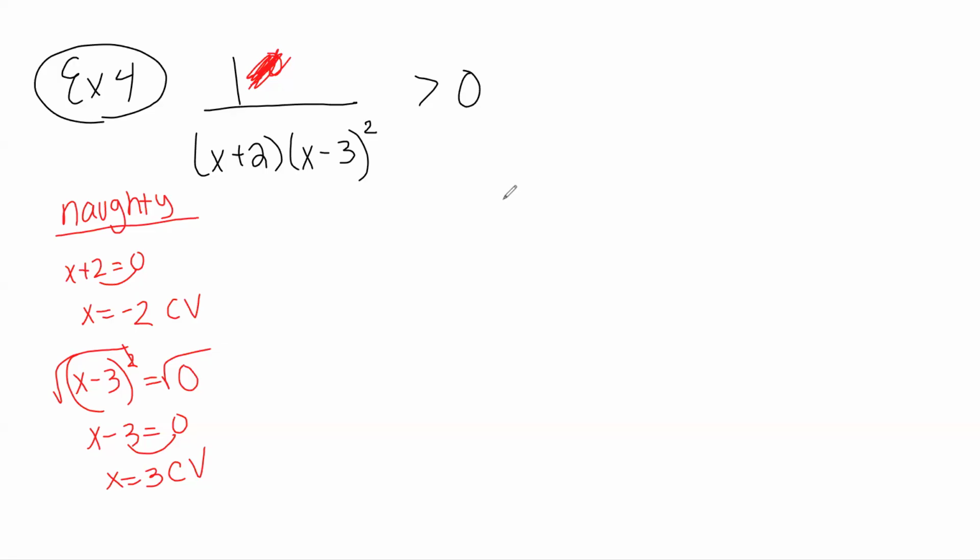So we'll make our number line. Critical values of negative 2, put an open circle, because that would make the bottom naughty, and 3, open as well, because it would make the bottom naughty. Plus, we don't even have the equal this time, so everything would be open. Even if we had other critical values, they would all be open, because there's no equal. Okay, this one's way easier than the last one.